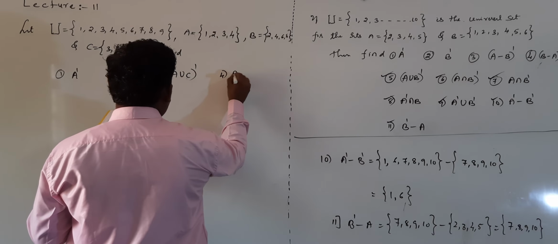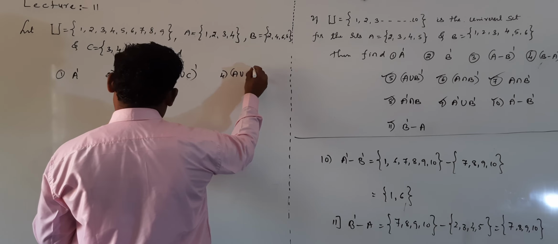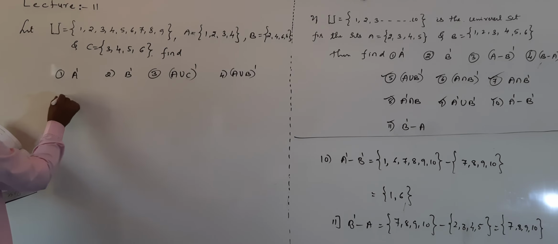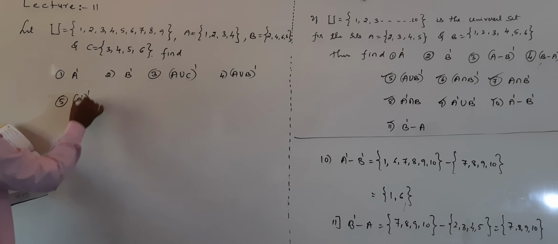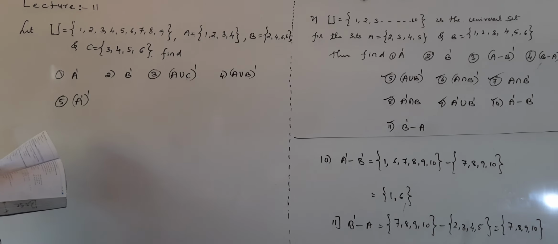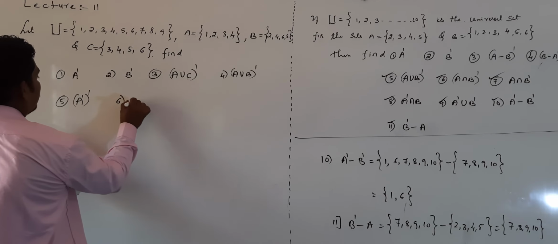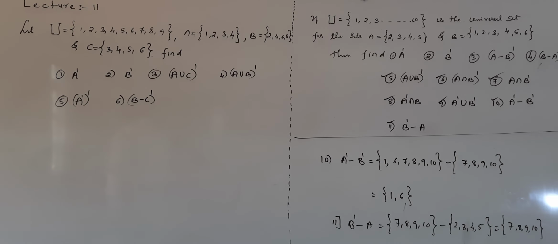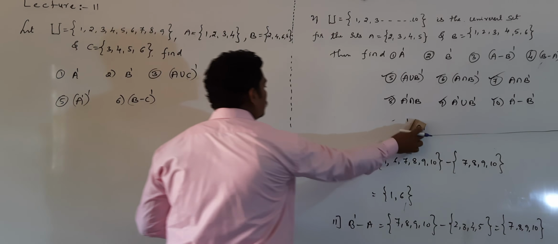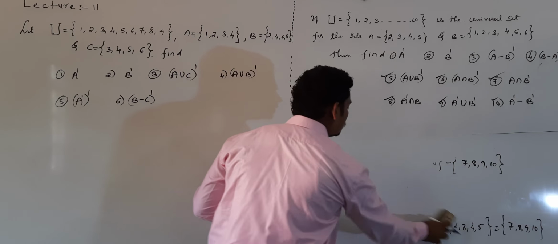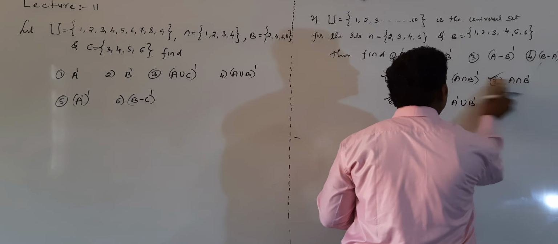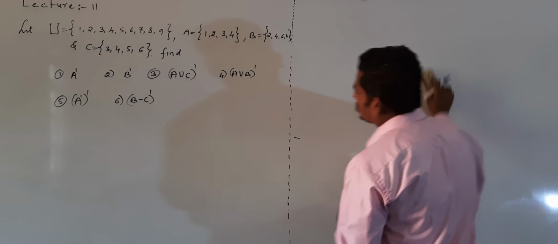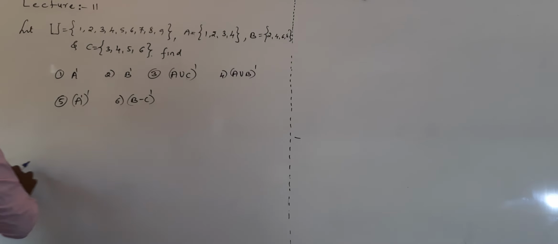Fourth one, A union B whole complement. And fifth one, A complement of complement. Sixth one, B minus C whole complement. Let's look at them one by one.